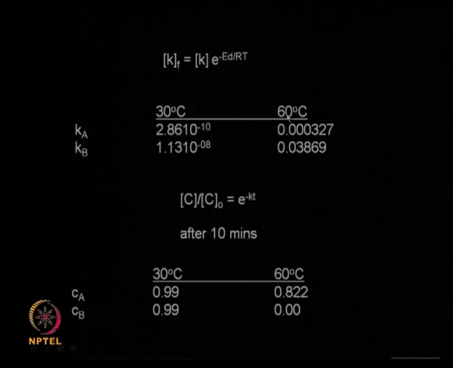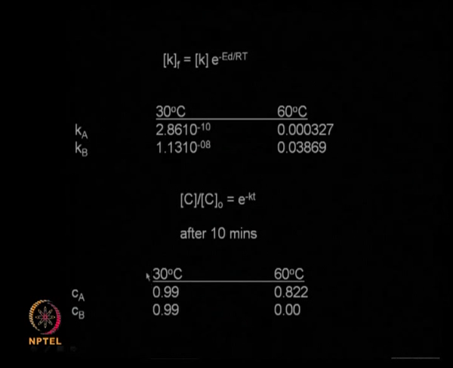for lipase 1 at 30 or 60 degrees, and either this value or this value for lipase 2 at 30 or 60 degrees. So once I put it I will be able to calculate the C value here, so that is what I do. If I want to calculate for lipase 1 at 30 degrees I will put T as 10 minutes and the K value here, so I get 0.99, and for lipase 2 at 30 degrees I will put this K value here and T will be 10, then I calculate C by C naught, and if I take C naught as 1 I will get C as 0.99.